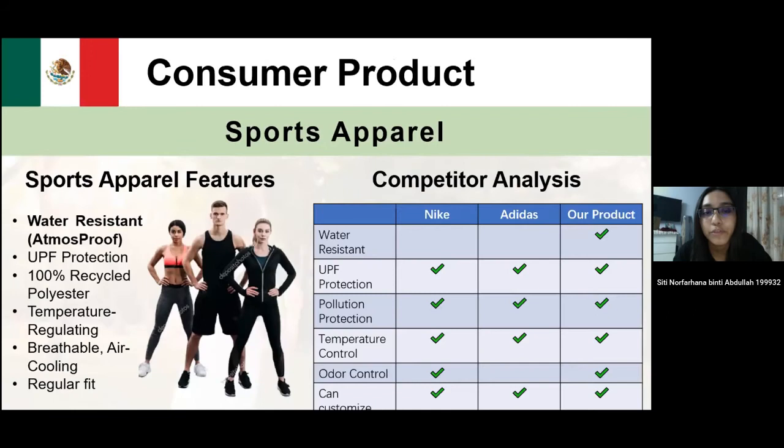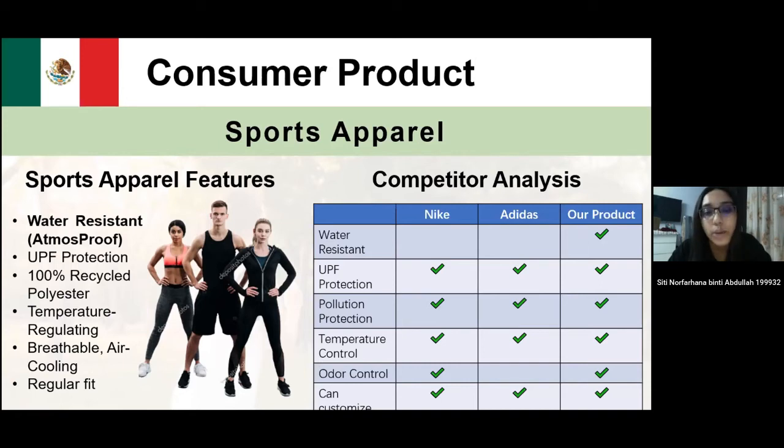Okay. Moving on to the consumer product, we are focusing on selling sports apparel in Mexico. As you can see on the left screen, there are three people wearing the sports apparel that we want to sell in Mexico. The features we have, the first one is water resistance, which we call atmos proof. It can be worn even if you are sweating, and you will not feel too sweaty because it is water resistant. It also has UPF protection, 100% recycled polyester, temperature regulating, breathable, air cooling, and a regular fit.